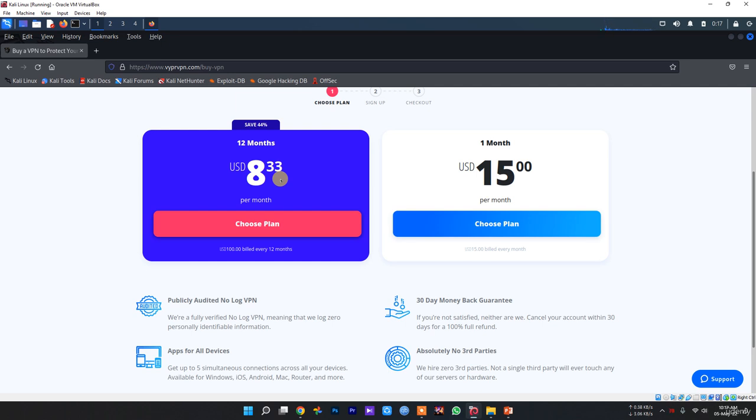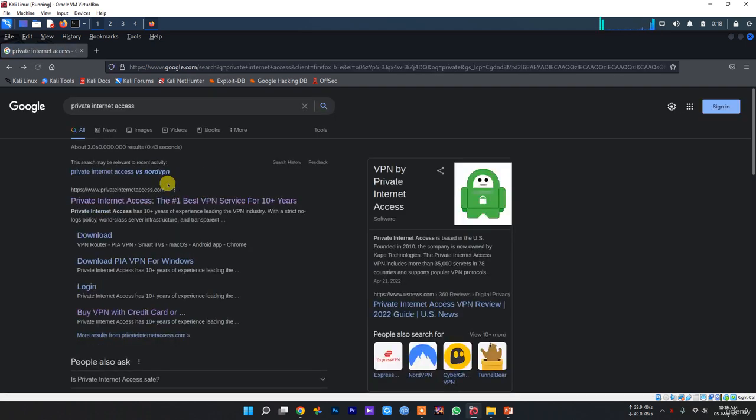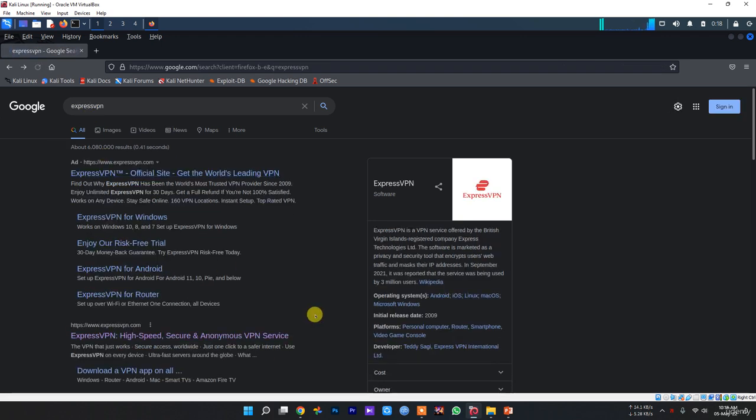It does not accept crypto payments, and also other providers have more servers to choose from than this one. So out of all of those, I would suggest you go for either NordVPN or ExpressVPN. These are two of the best VPNs you can get.